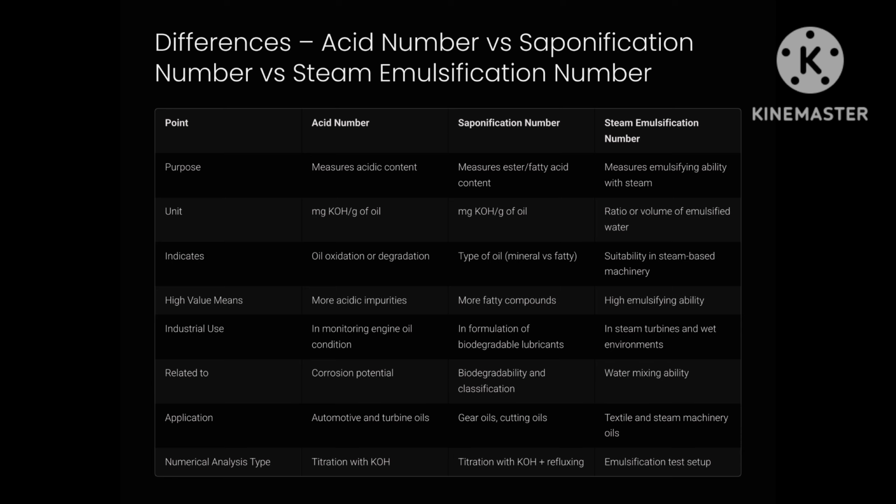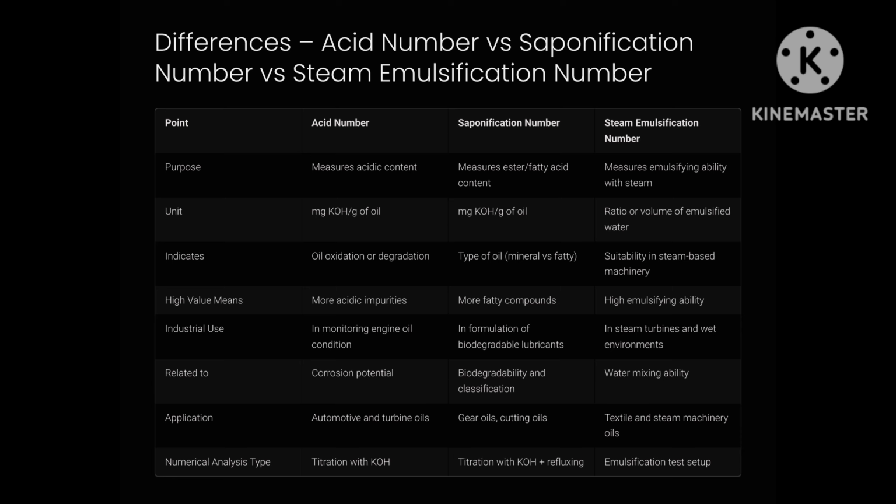3. What it indicates. Acid → oil degradation or contamination. Saponification → presence of animal, vegetable oils. Emulsification → oil's performance in moist, steam environments. 4. High value interpretation. Acid means more corrosion risk. Saponification, more organic content. Emulsification, better performance with water, steam.